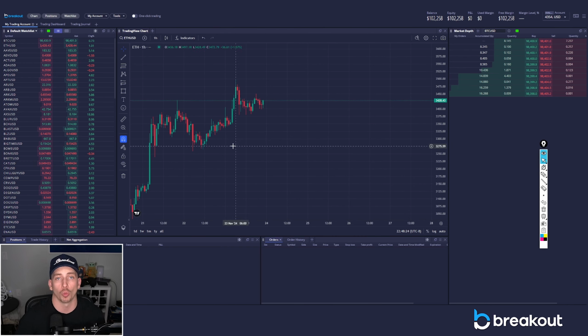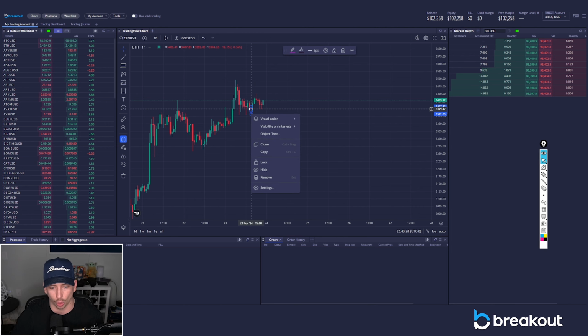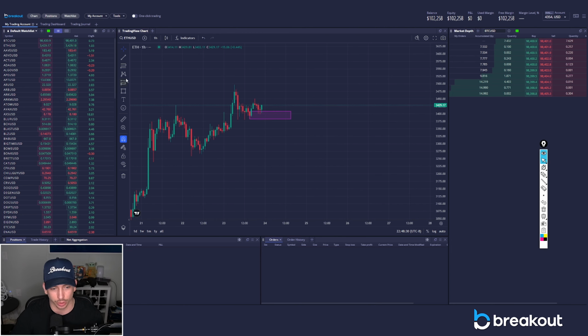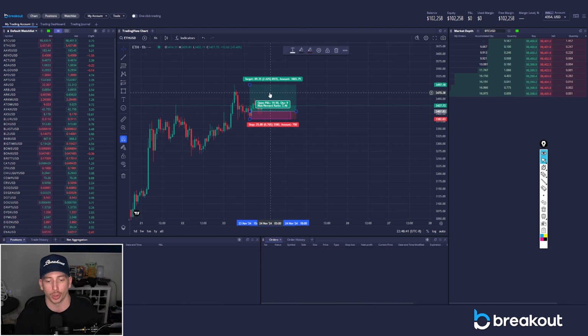So let's go over one more example here. So here we have Ethereum on the hourly. We have an order block. And again, we could enter this trade at the order block with our stop below, target a new high, and the risk reward is pretty good. It's 3.5R. That being said, we can zoom in further, being bullish on the hourly.